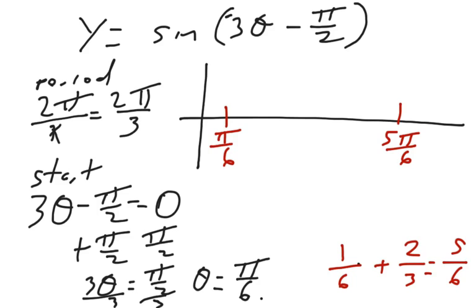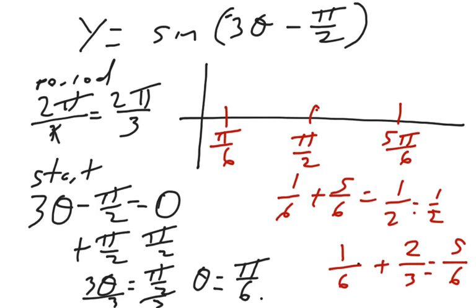So what's right in the middle of pi over 6 and 5 pi over 6? Well, I'm just going to take the average of those two. So 1/6 plus 5/6 equals 1. 1 divided by 2 is 1/2. So in the middle here we have pi over 2. What is right in the middle of 1/6 and 1/2? Well, 1/6 plus 1/2 divided by 2 is going to be 2 over 6, or 1/3.